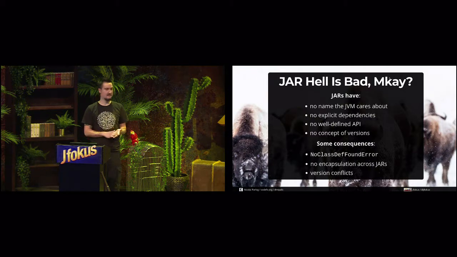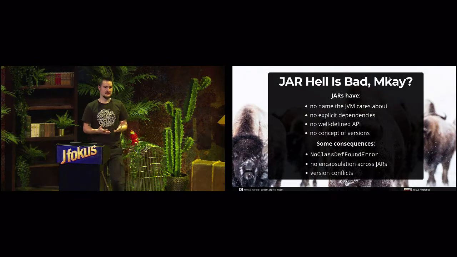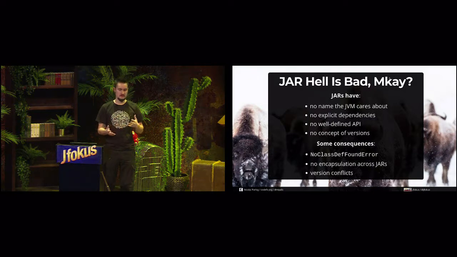Jars don't have names, they don't have dependencies. You cannot create an API that is visible everywhere inside the jar, but not outside of it. And jars have no concept of versions. We kind of got used to this. We have build tools that help us with that. But still, it would be nicer if the JVM would actually see things like we do, which means we give jars names and dependencies and things like that.